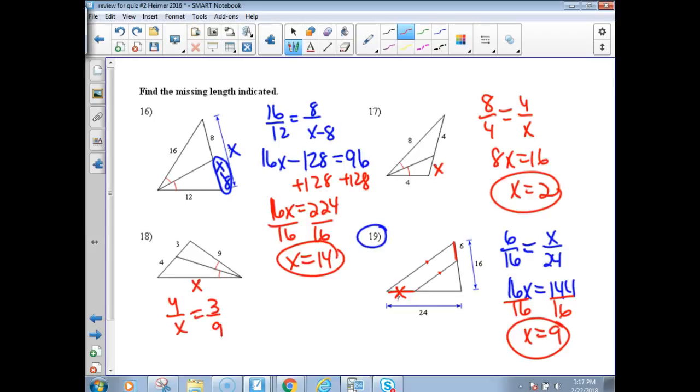Now, that's not the only way to do it. If you do 3 over 4, 9 over x, either one gives you the same results. 3x equals 36, and you divide and get x is 12.